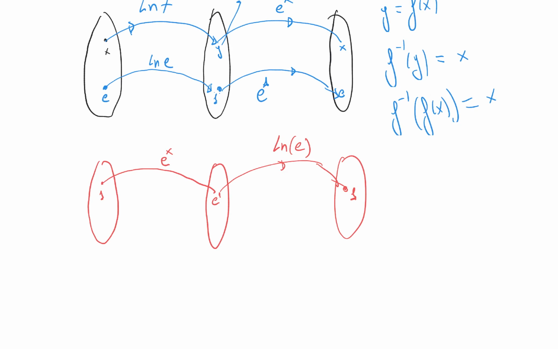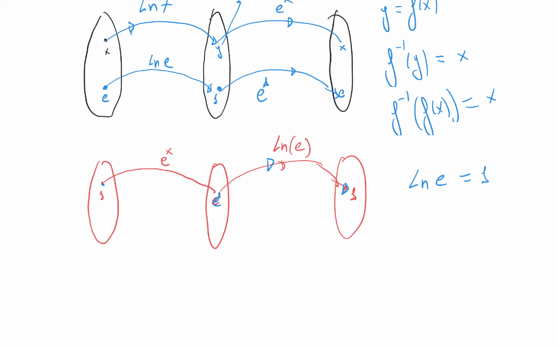Imagine, for example, I take the number 1 and I apply the function e to the x. e to the x takes the number 1 and converts it into the number e to the 1. Now, the function natural log of x takes the number e to the 1 and converts it into 1, because the natural logarithm of e is 1.